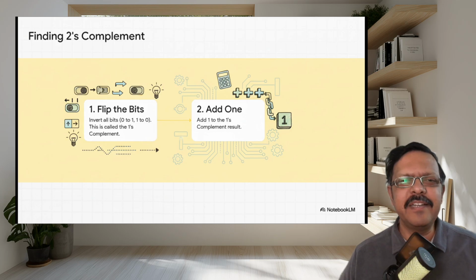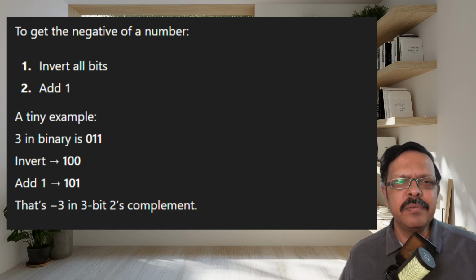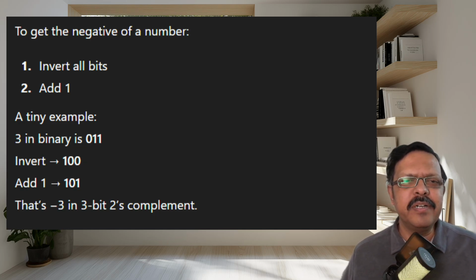So here is a very tiny example. 3 is represented in binary as 0 1 1. The first bit is 1, the second bit is 2, so you add them together, you get 3. So 3 in binary is 0 1 1. If I invert the bits, this becomes 1 0 0. And if I add a 1 to that, this becomes 1 0 1, which basically is negative 3, or minus 3. So this is the 2's complement of 3.